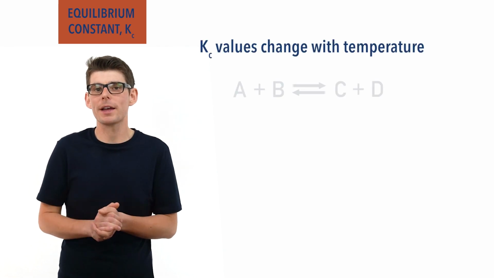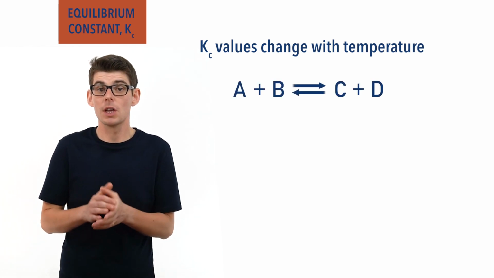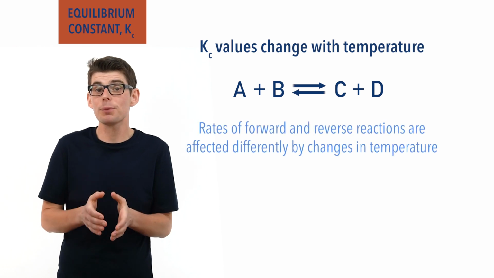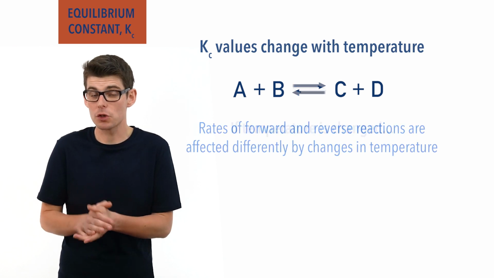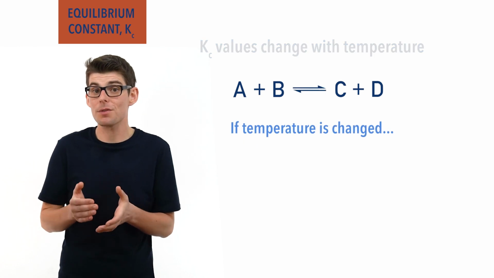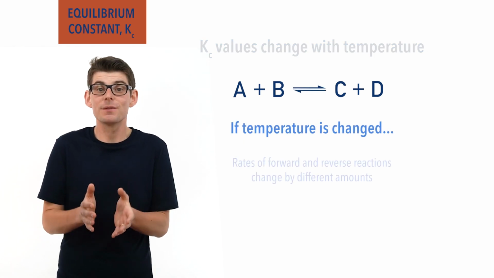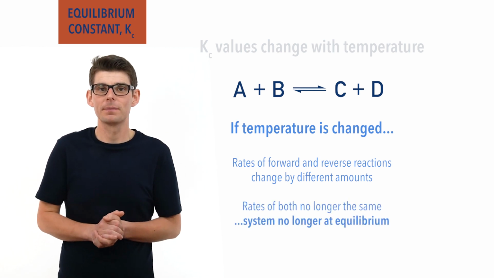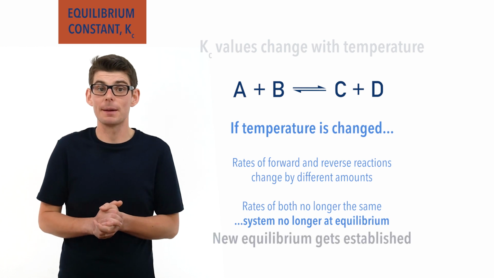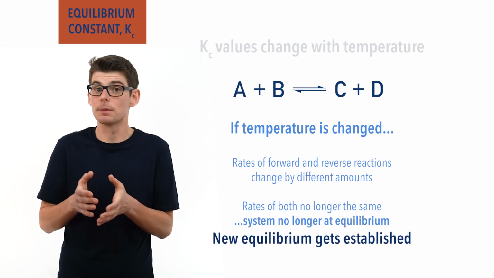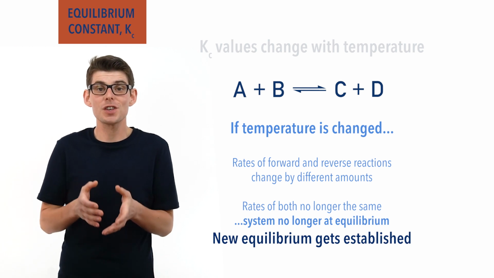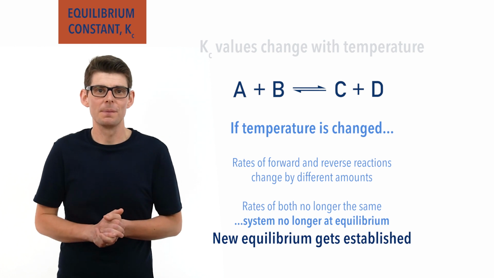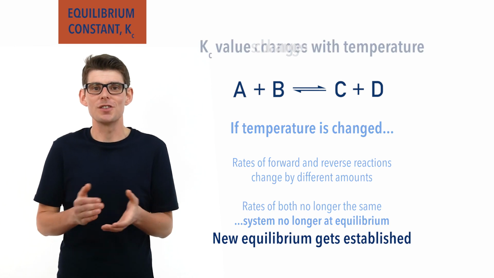For a reversible reaction, the forward and reverse reactions are affected differently by changes in temperature. Meaning if the temperature of a system at equilibrium is changed, the rates of the forward and reverse reaction change differently, meaning they will no longer be the same and the system won't be at equilibrium anymore. Once a new equilibrium does get established, the concentrations of reactants and products will have changed and the ratio of products to reactants will now be different to the ratio at the previous temperature, meaning the value of Kc changes.